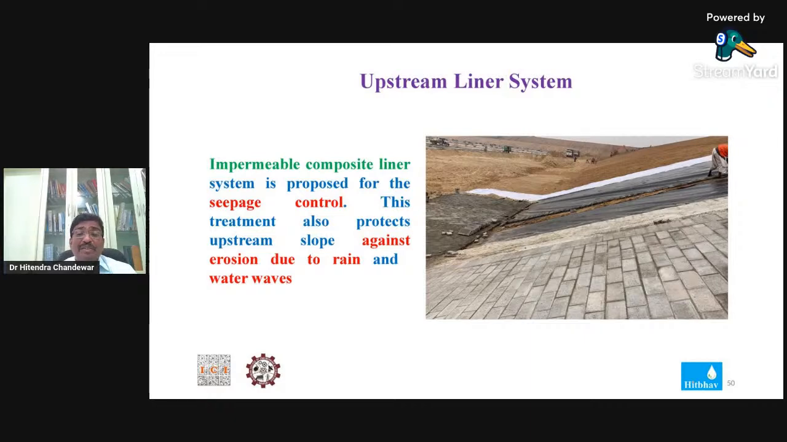Then come to the seepages. The material we have is very sandy soil, and to minimize the seepages we recommended a composite liner system on the upstream. This composite system minimizes seepage. Also, it is safe against erosion due to rain and water waves.